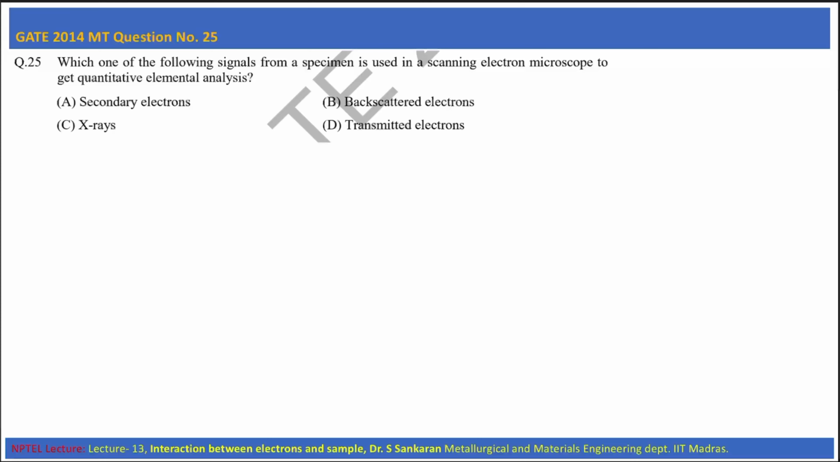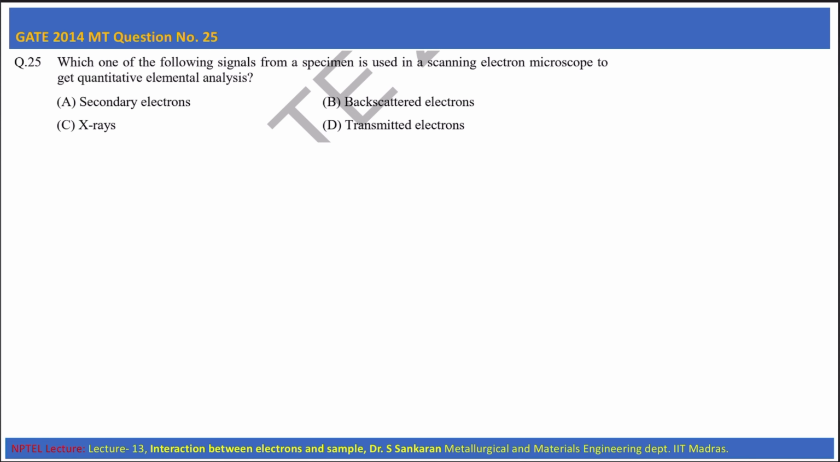This is question number 25 of GATE 2014 Metallurgical Engineering. The question states: which one of the following signals from a specimen is used in a scanning electron microscope to get quantitative elemental analysis? Option A, secondary electron. Option B, backscattered electron. Option C, X-rays. And option D, transmitted electrons.